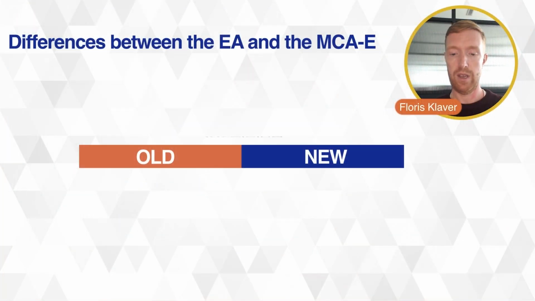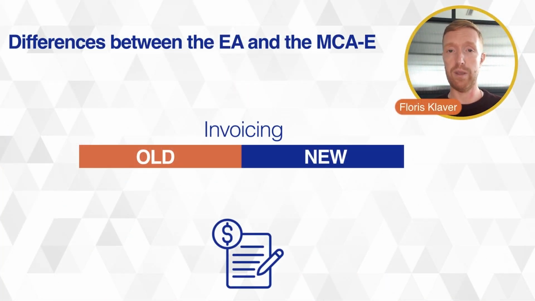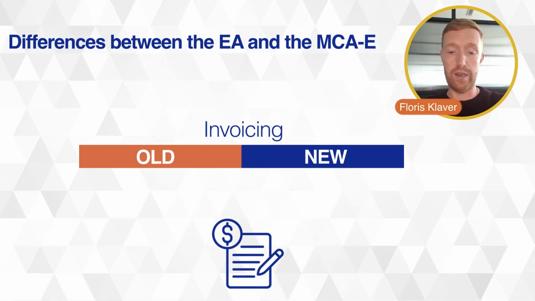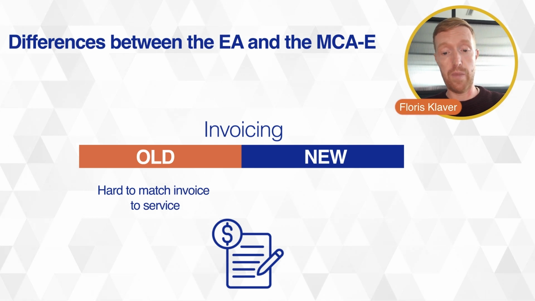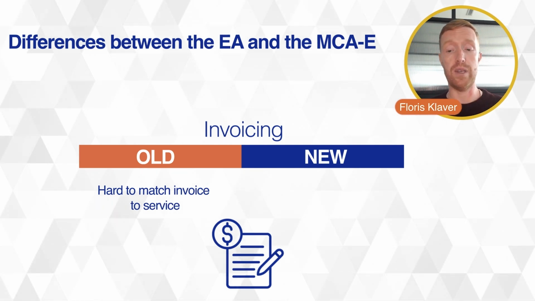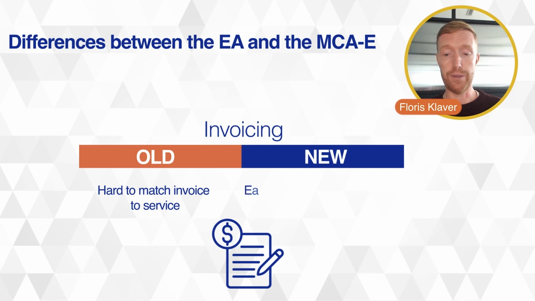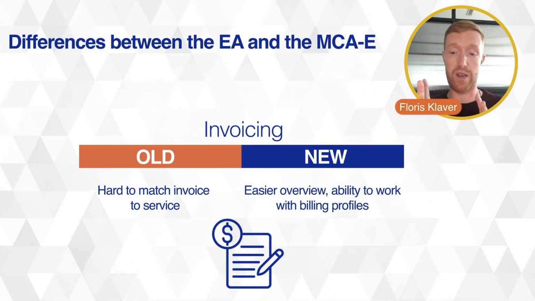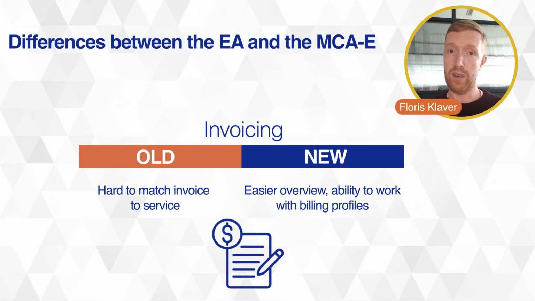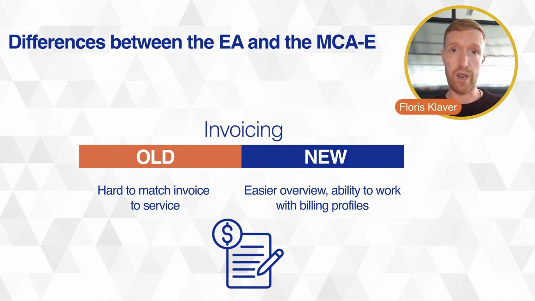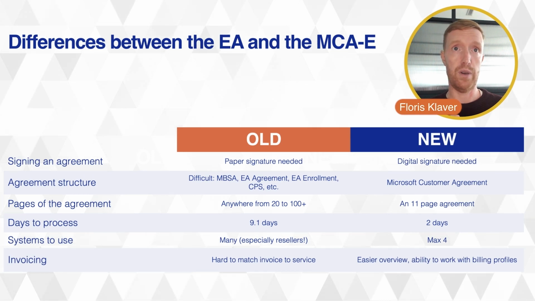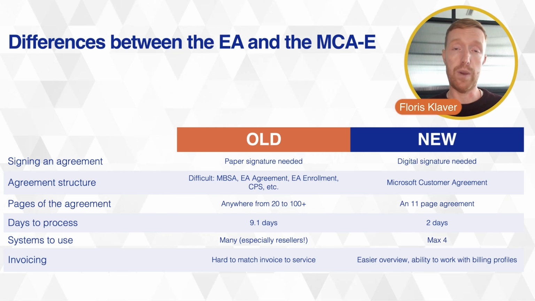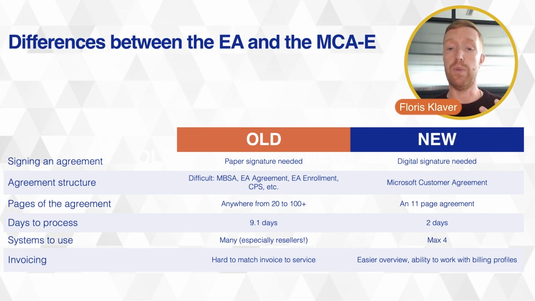And finally, a big improvement that I already talked about in other videos is the invoicing, where it's very hard to match invoice to services of the enterprise agreement. But in the new model, that becomes much easier, and you have a lot of flexibility in how you want to set it up and the amount of billing profiles that you need. You can do it per department, per business unit, per tenant, you name it, and you can set it up as you please.